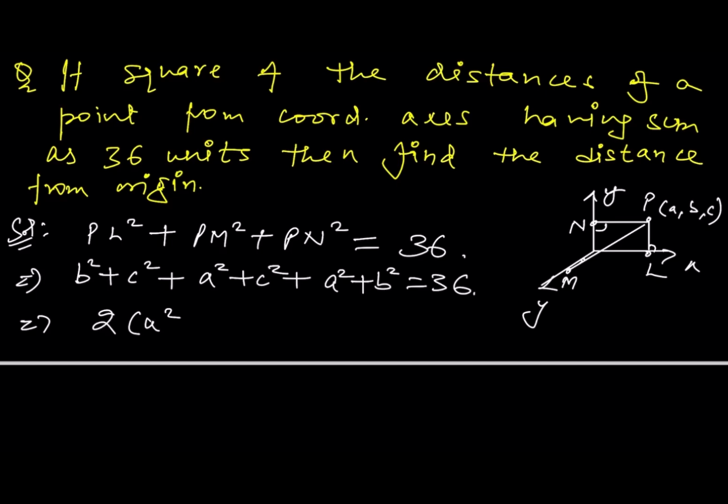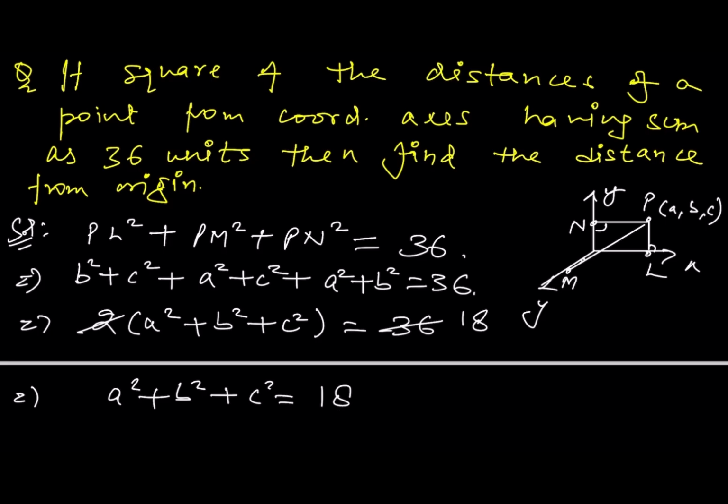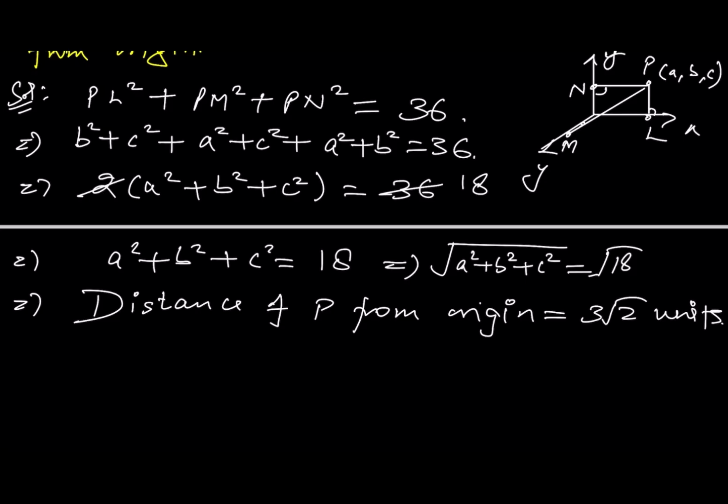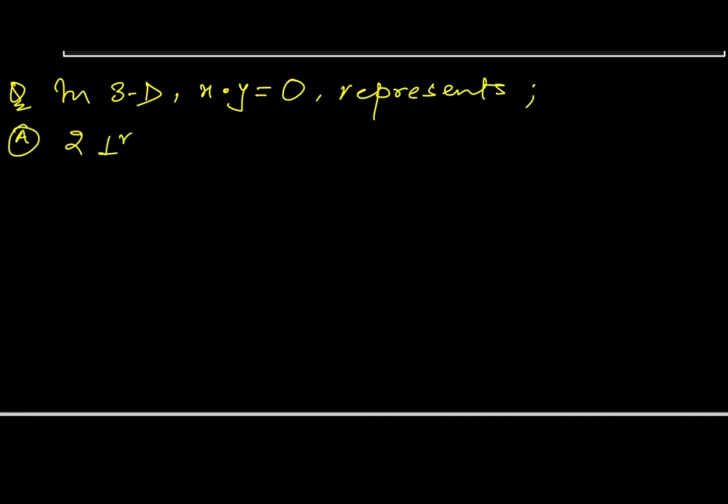So this will be 2 times (A square plus B square plus C square), which is 36. So 2 times 18 is 36, so A square plus B square plus C square is 18, or root over A square plus B square plus C square is root over 18, right? This root over A square plus B square plus C square is nothing but the distance from the origin. Distance of P from the origin is root over 18, which is 3 root 2 units, which is the required answer.